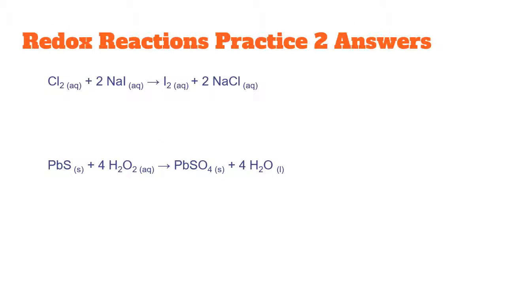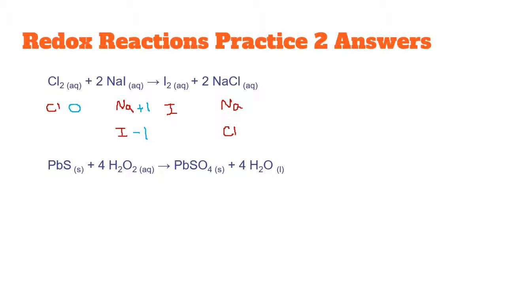All right, now we have 2 more examples. This first one starting with elemental chlorine and sodium iodide. So we have those 3 elements. And then we have elemental iodine and sodium chloride. In terms of oxidation states, an element is always 0. Sodium in an ionic compound is +1. And halogens, generally speaking, are -1.